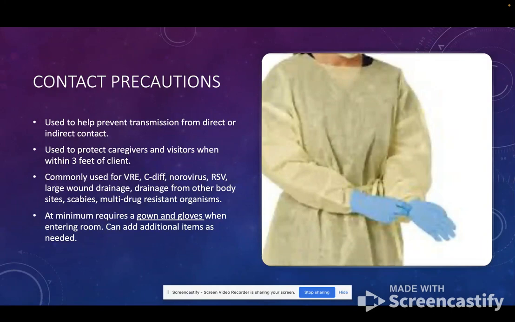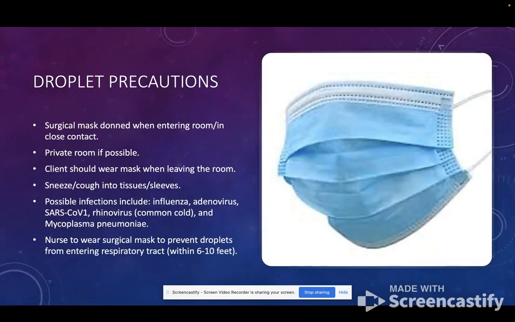So contact precaution, this is direct or indirect contact. You're going to use it to protect caregivers and visitors when they're within 3 feet. So there are some examples of illnesses that we're going to use that for. And like we said, gown and gloves when you're entering the room. You're going to take this off in the patient's room right before you come out of the room so that it doesn't go into the hallway.